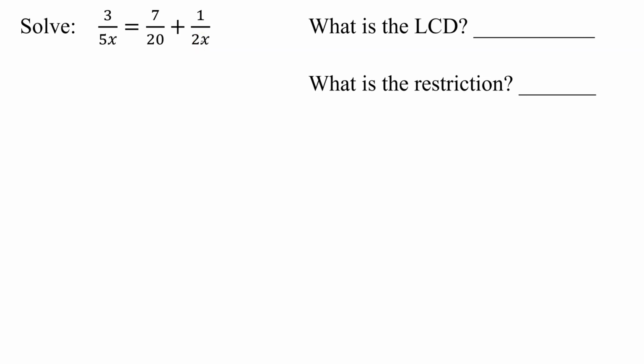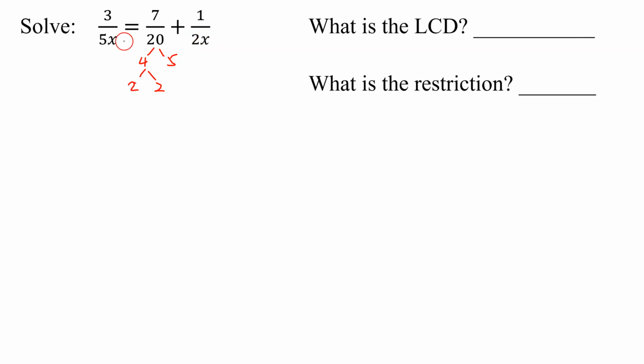So to find the least common denominator, I need to make sure all my denominators are factored. The first one, 20, is not, so I'm going to factor it as 4 times 5. And then 4 is 2 times 2. Excuse the terrible handwriting. And my last denominator is factored.